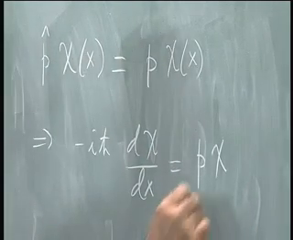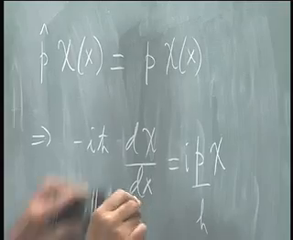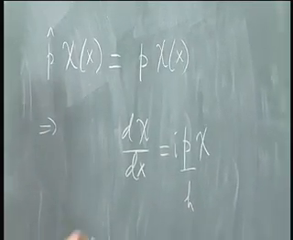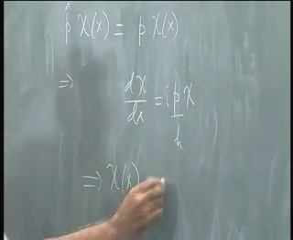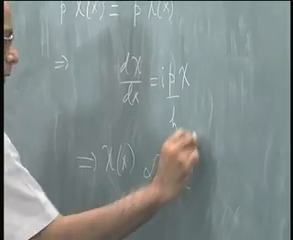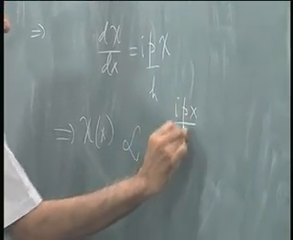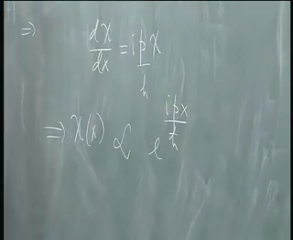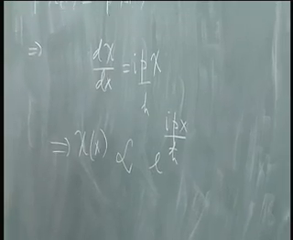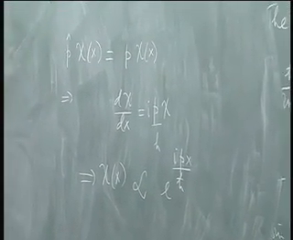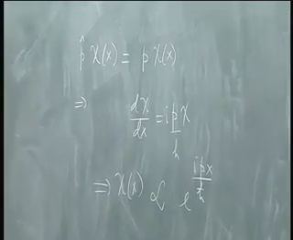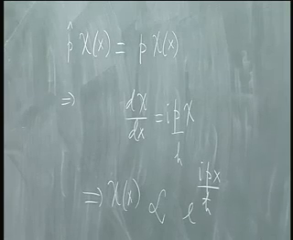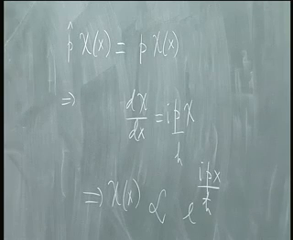And you can write this down as p over ħ i p. This would mean chi of x is proportional to e to the i p x over ħ. Do you agree? Do you agree that momentum eigenstates must look like e to the power i p x in the position basis? We saw that earlier.